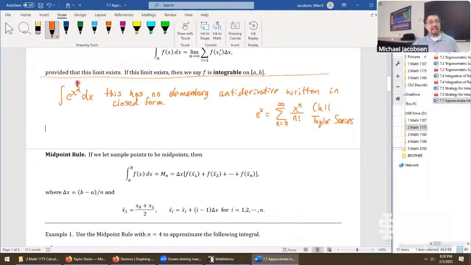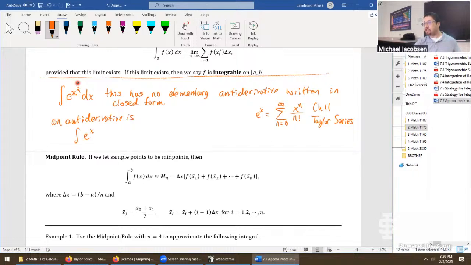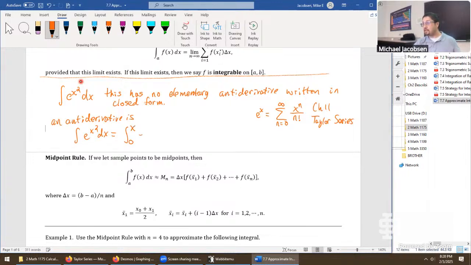But still, we can give an answer to this even before Taylor series. For example, you could say an antiderivative is the integral of e to the x squared dx. We're going to use the fundamental theorem of calculus part 1. That's the weird one. Part 1 says there is always an antiderivative as long as this function is continuous, and it is. The antiderivative goes: integrate from 0 to x of e to the power t squared dt.